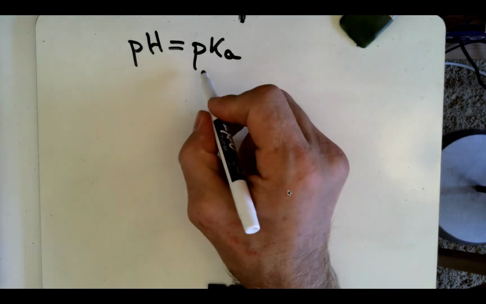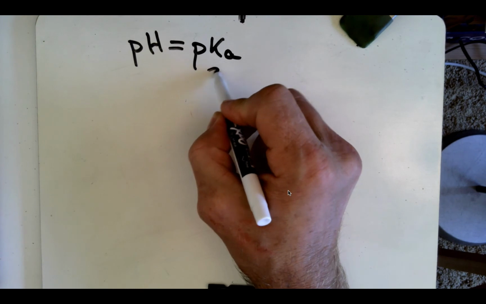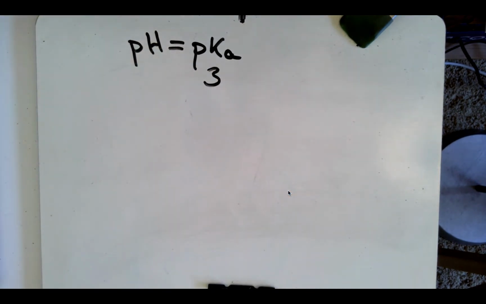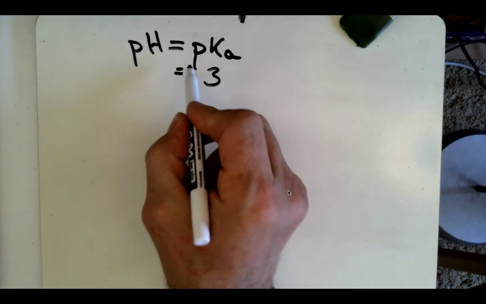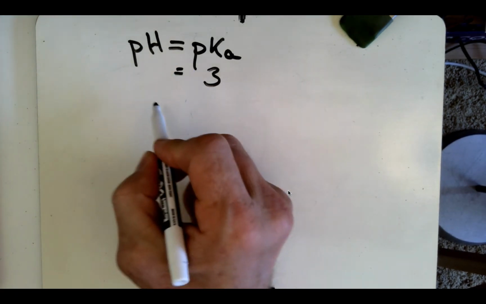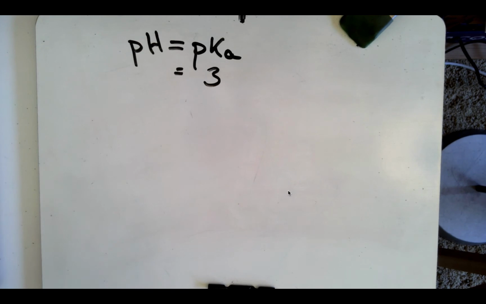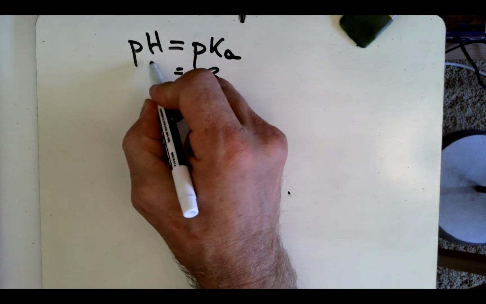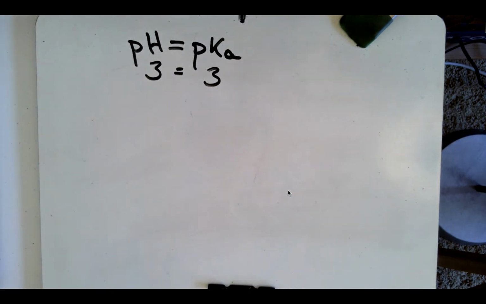Let's say the carboxyl group has a pKa of 3, and we dissolve that molecule into a solution, and the pH of that solution we've adjusted, right? We've done it ourselves by adding some acids and some bases. We've adjusted that pH to 3. So what happens in this situation? And it's really important to understand what happens.